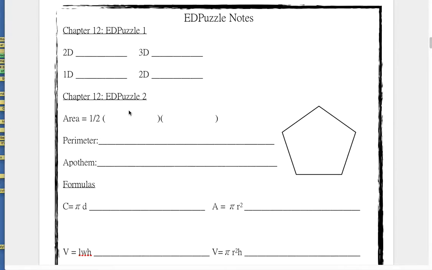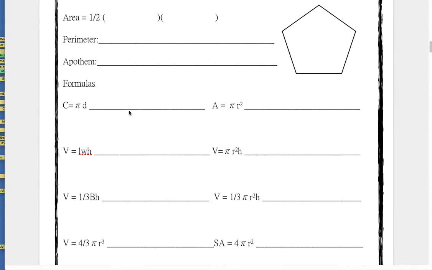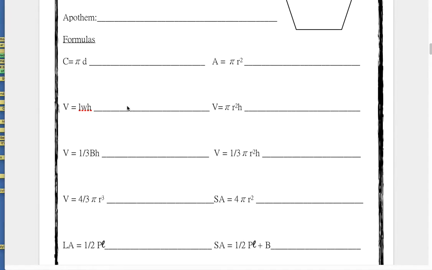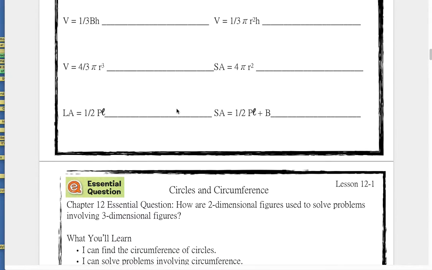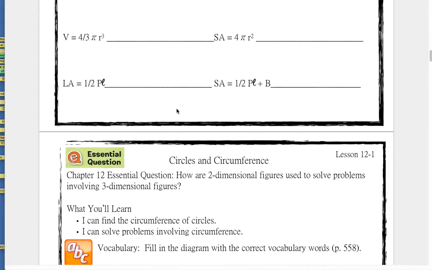You have a few Edpuzzle notes to take here, and then some formulas to write down. C equals pi times diameter. In the blank, I want you to write circumference of a circle. V equals LWH. I want you to write down the volume of a rectangular prism. So go ahead and fill those in. You have a reference sheet in your packet. You also have a couple pages in your book where you can look up those formulas.